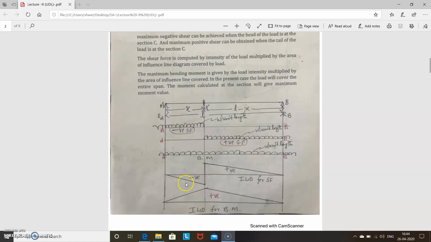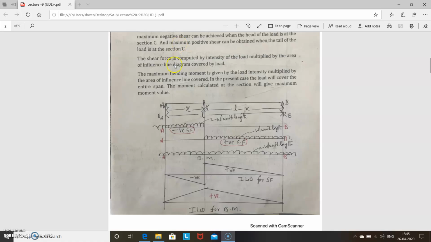Suppose now you are calculating negative shear force. The intensity is W per unit length, multiplied by the area of the influence line diagram covered by the load. So for the negative shear force, this is the area covered by this load, which is a triangle. So intensity into half into base into this height; that is the negative shear force. What is positive shear force? That is intensity into the area of the influence line covered by the load. So this is the area: intensity into half into base into this height; that is the positive shear force.